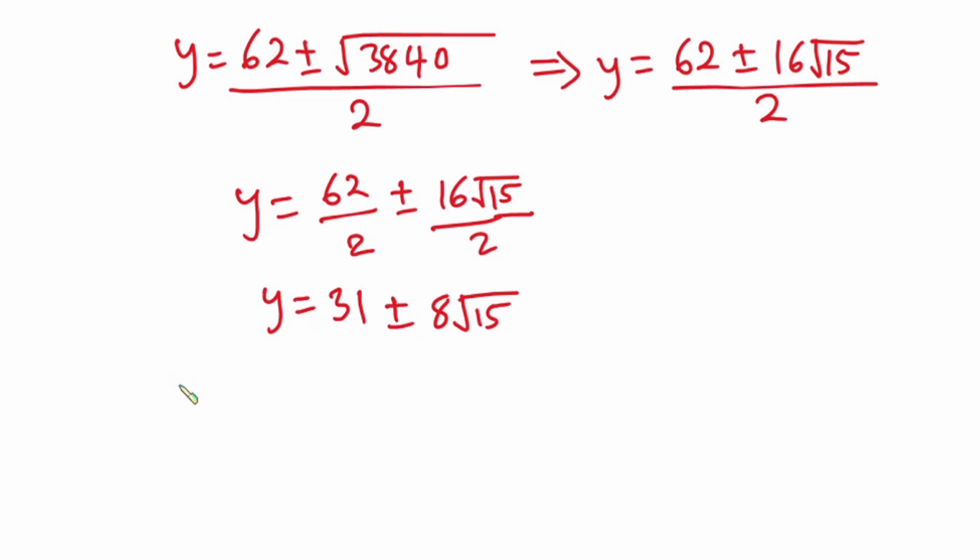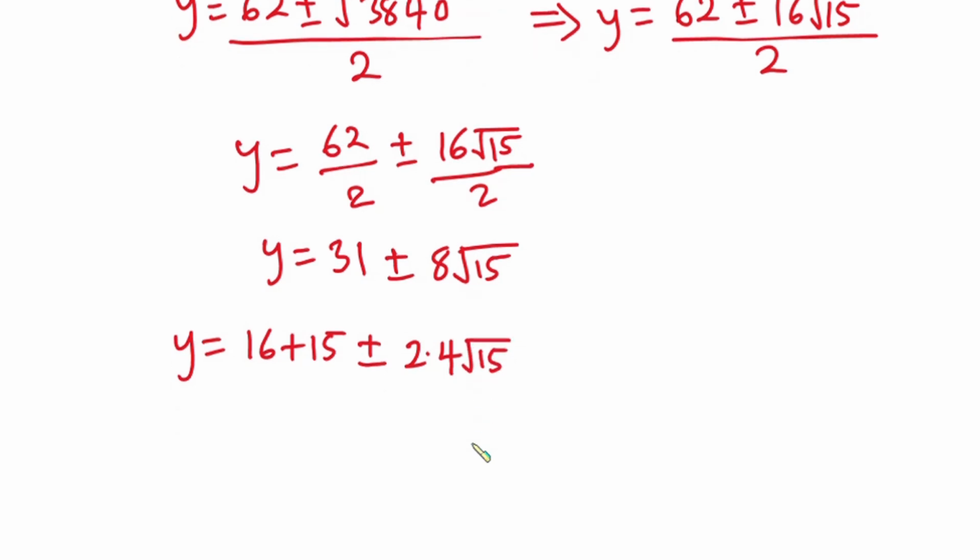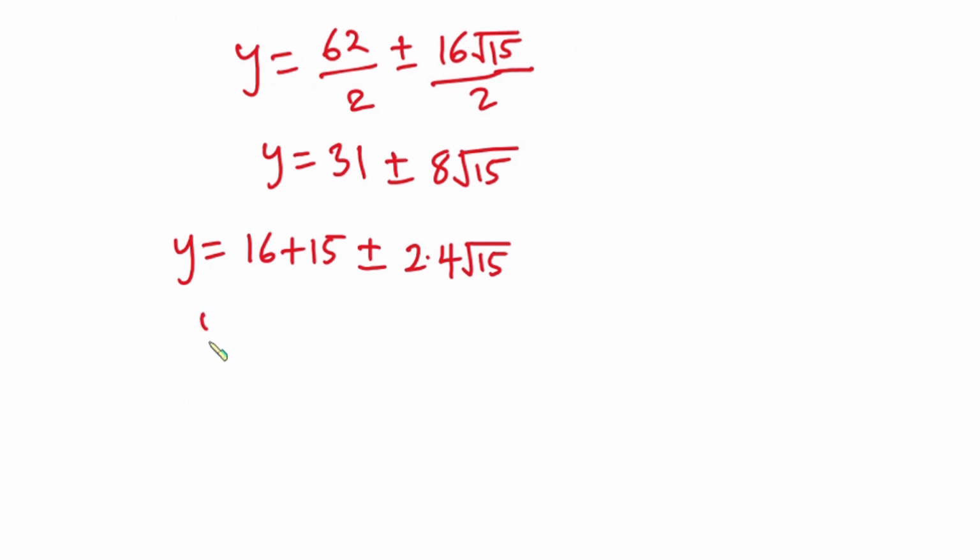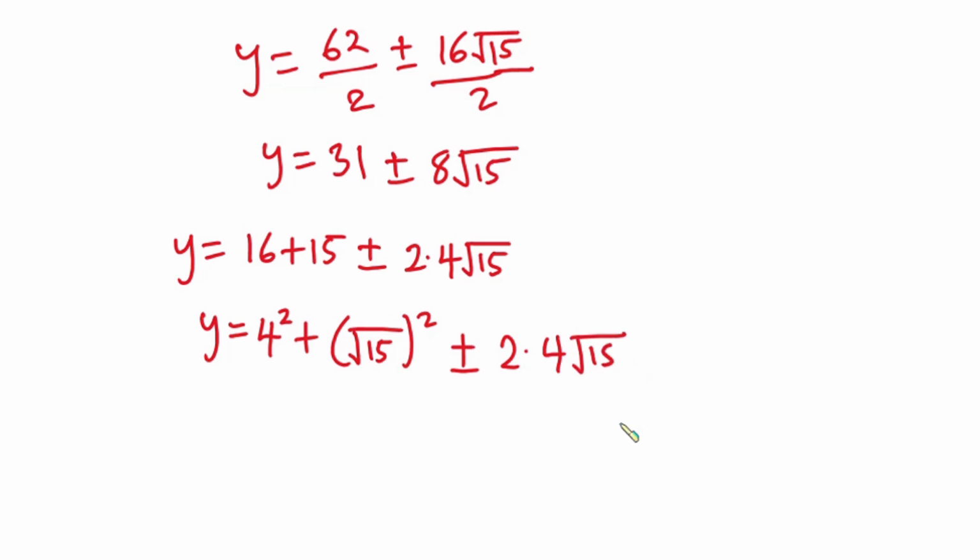Now from here I can say that y is equal to 31 is the same as 16 plus 15, okay, then plus or minus this 8 is also the same as 2 times 4, then square root of 15. Okay, now let's go ahead and then simplify this further. I can say that y is equal to 16 is also the same as 4 to the power 2, then plus this 15, I can write it as square root of 15 all to the power 2, then plus or minus 2 times 4, then square root of 15.